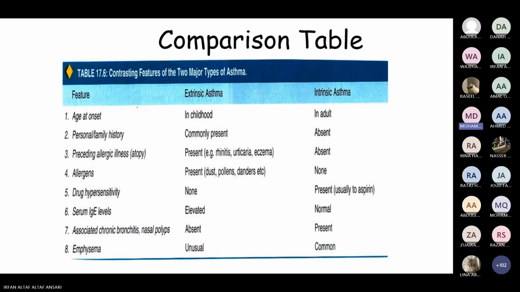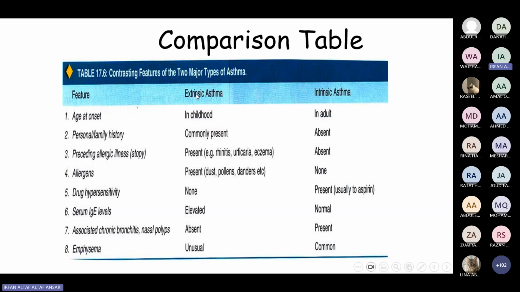Yes, doctor. Doctor, I have a question. Yes, please. Very good. I am very happy with the questions. Extrinsic asthma is the atopic asthma, and intrinsic asthma is the non-atopic asthma. Yeah, extrinsic is atopic.